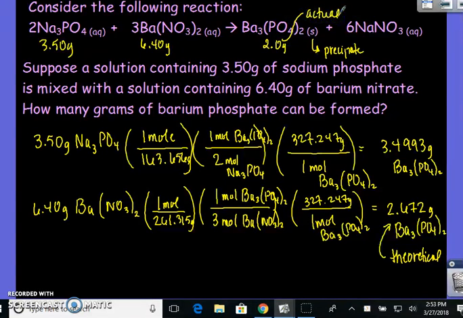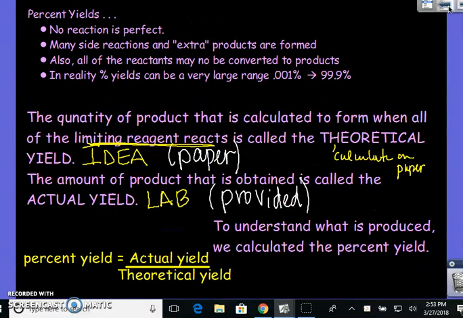That's your actual yield. This is what we did in the lab, and it has to be done using instrumentation and stuff. What we're doing here on board, this is your theoretical. This is in theory. This is considering a perfect world. So let's go back to our equation for percent yield.